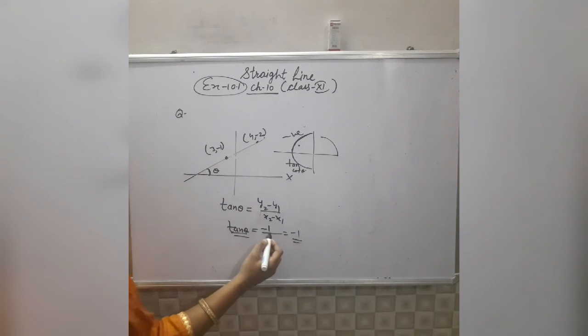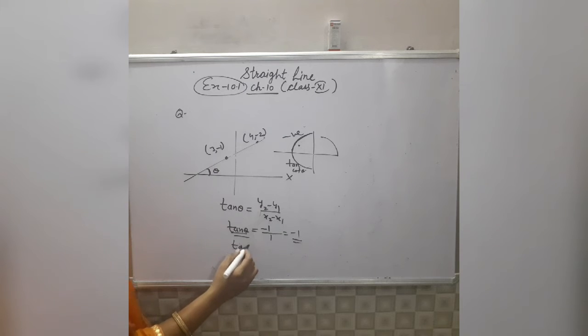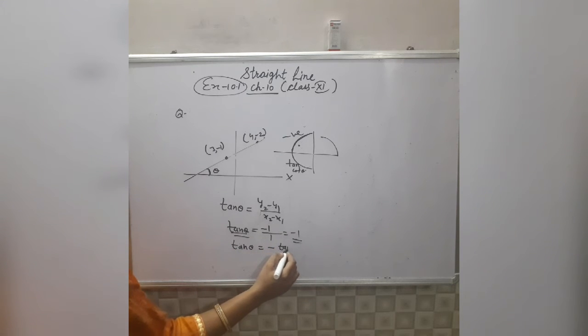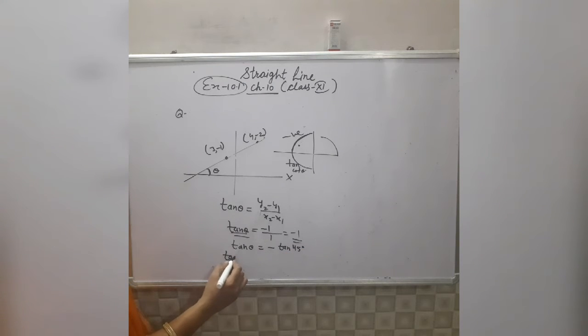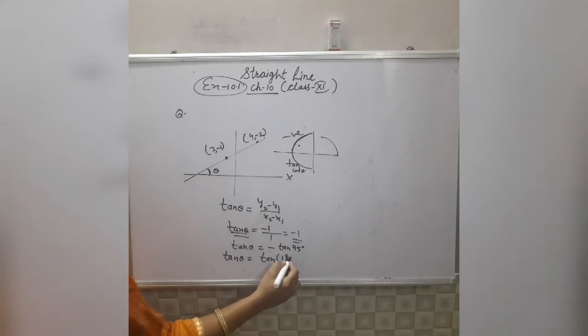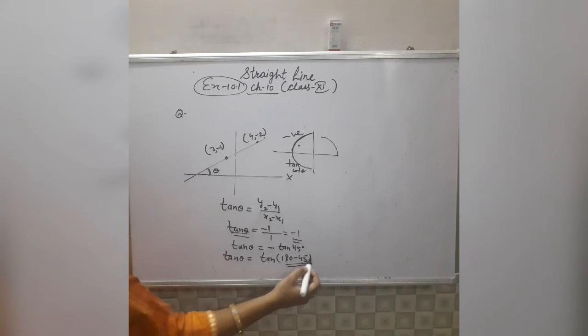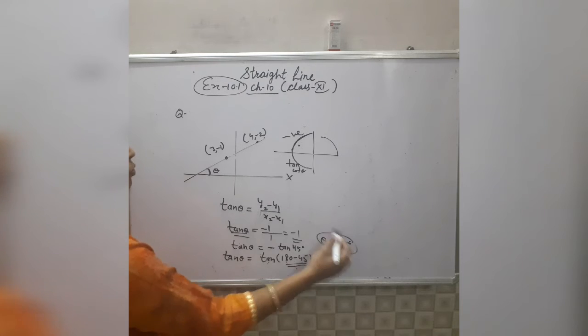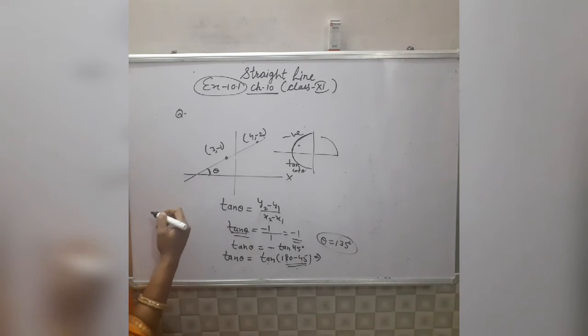So how will you find angle theta? This tangent theta can be written as minus one, writing the minus sign as it is, and one can be written as tangent 45 degrees. Now tangent theta can be written as tangent of 180 minus 45, because in the case of 180 tangent remains the same, and 180 minus something means the second quadrant. In the second quadrant tangent is negative. So 180 minus 45 gives you 135. So angle theta is 135.